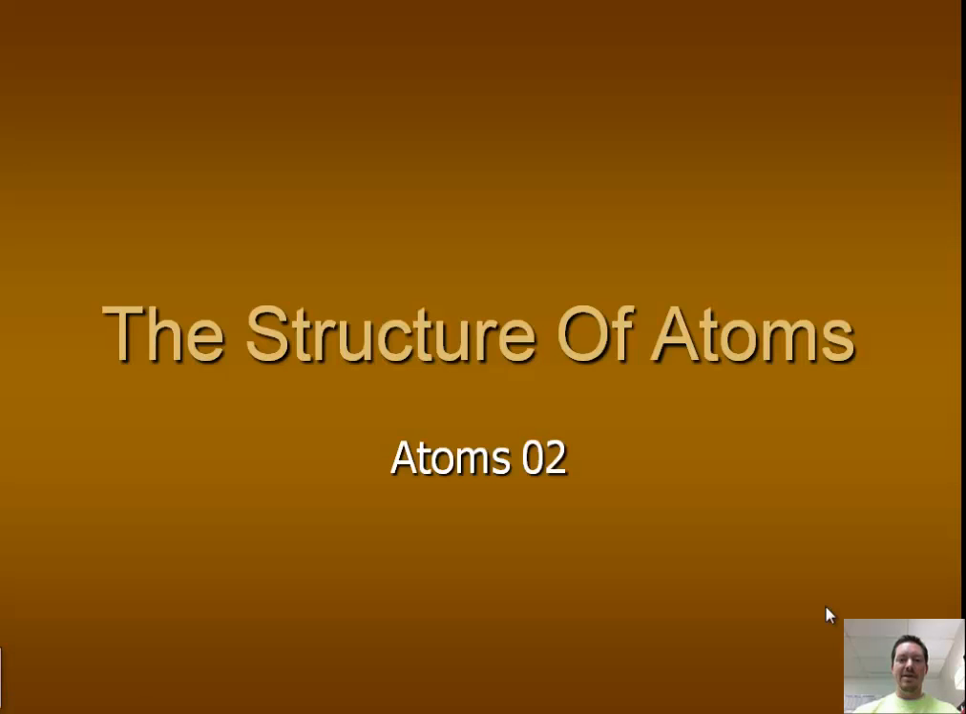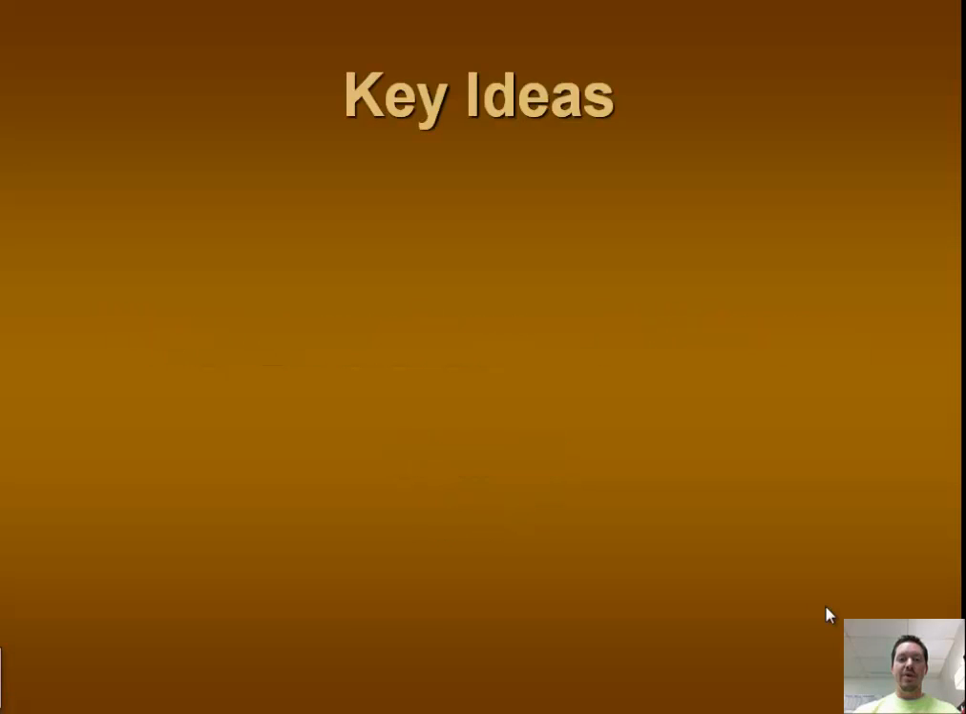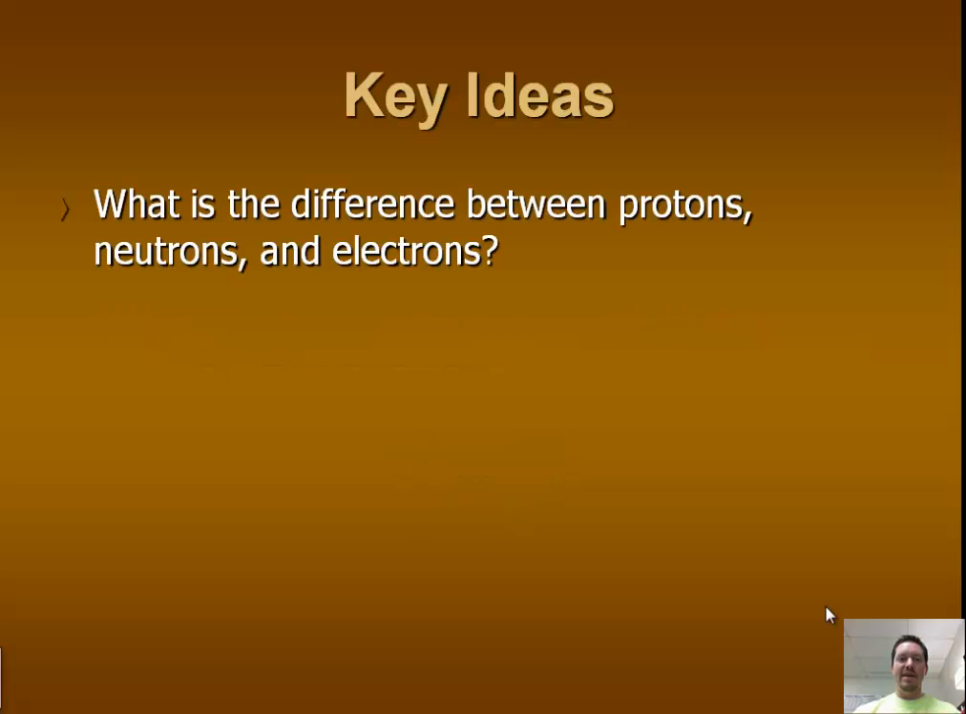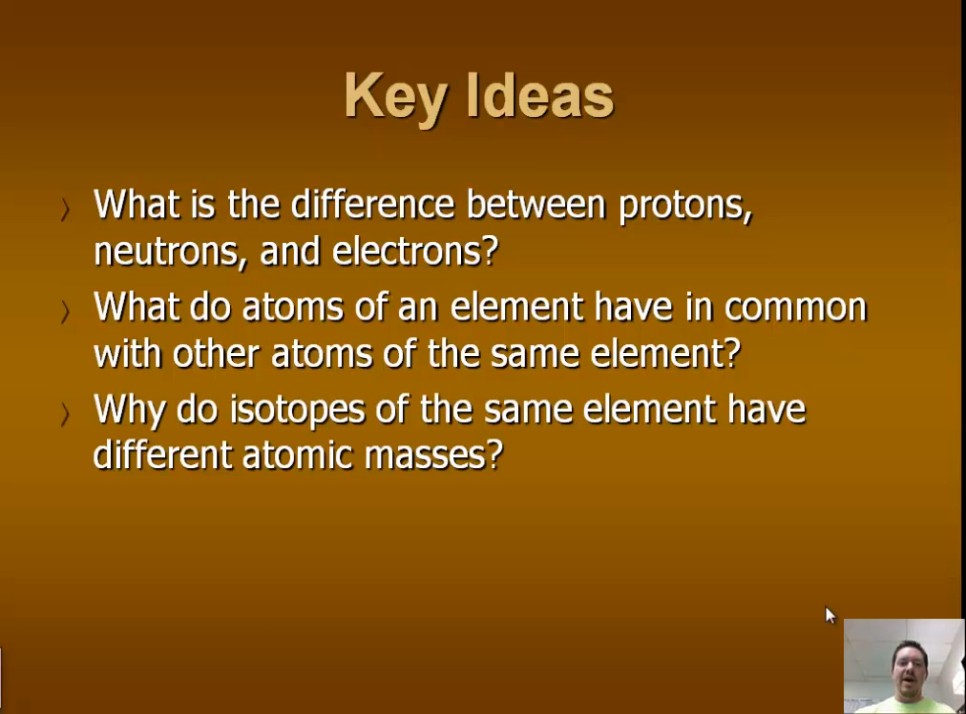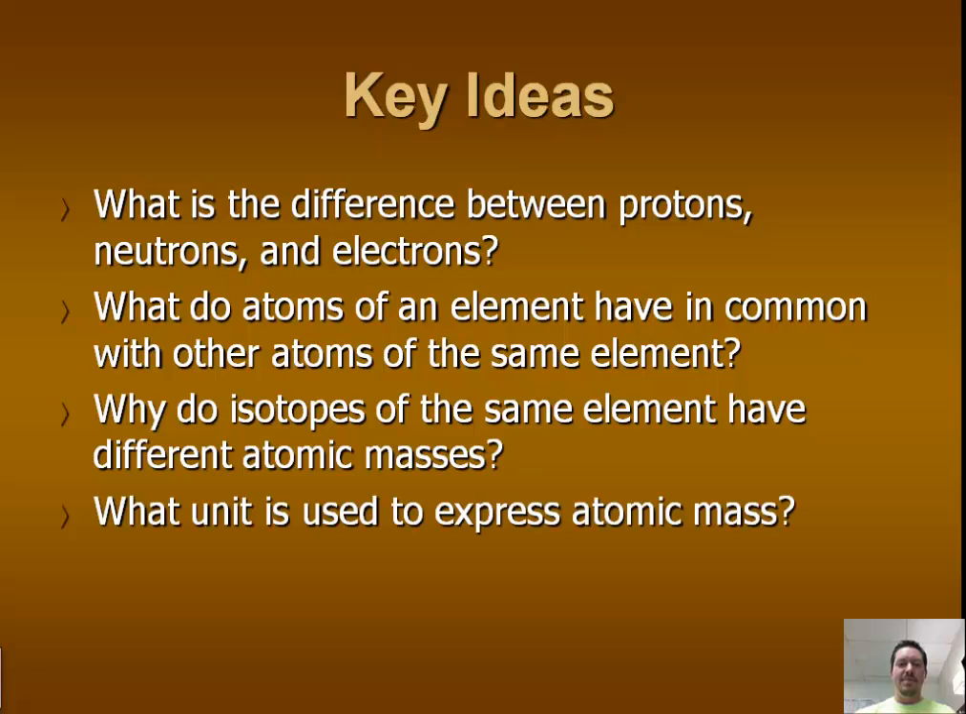Looking at atoms 2 of Unit 3. Our key ideas: what is the difference between protons, neutrons, and electrons? What do atoms of an element have in common with other atoms of the same element? Why do isotopes of the same element have different atomic masses? What unit is used to express atomic mass?